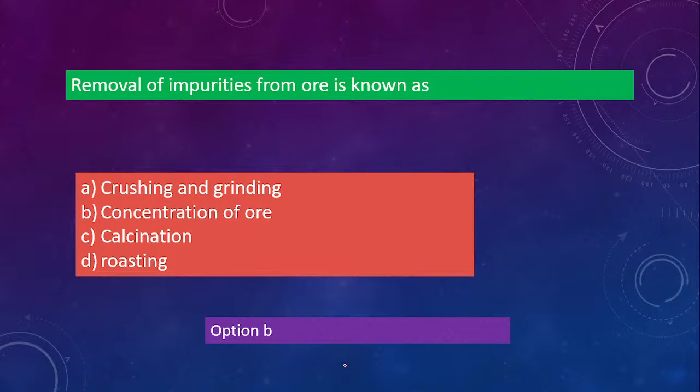It is option B. So Sujan, you are correct, very good. Concentration of ore, not roasting or calcination, those are different. Concentration of ore is removal of impurities. Study of extraction of metal from its ores is called metallurgy, and this is removal of impurities. If you want to remove impurities from ore and purify it, it is called concentration. So don't get confused. Option B is the correct one.